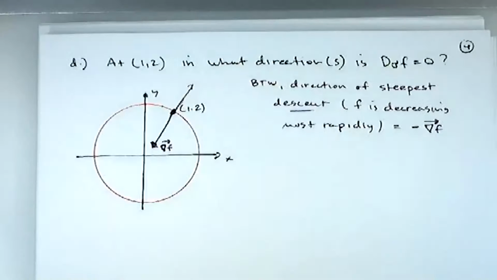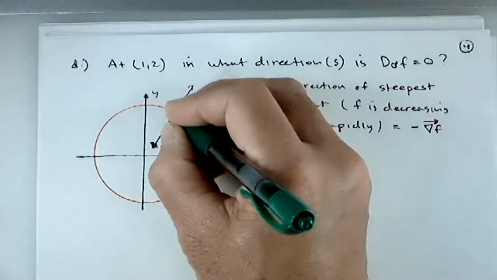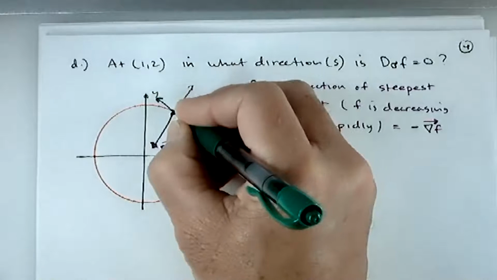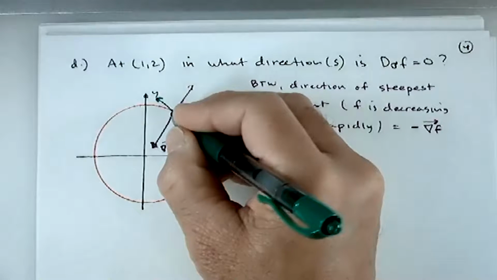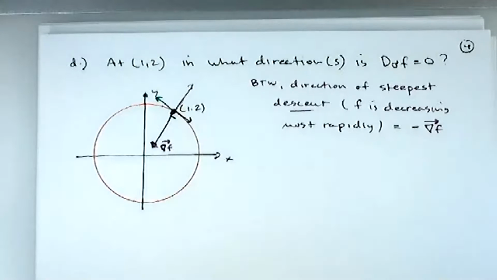Well, it's curving, obviously, right? So what that means is right at this point, instantaneously, you should be moving tangent to the level curve. I know that's going to curve, but right here, you should go tangent. In other words, hang on. We can prove this.